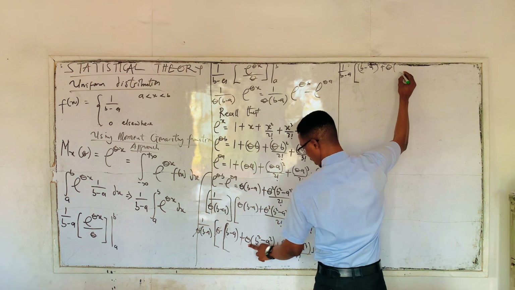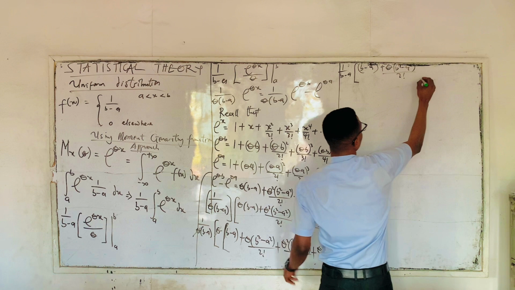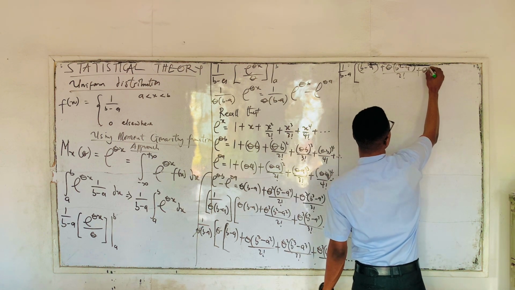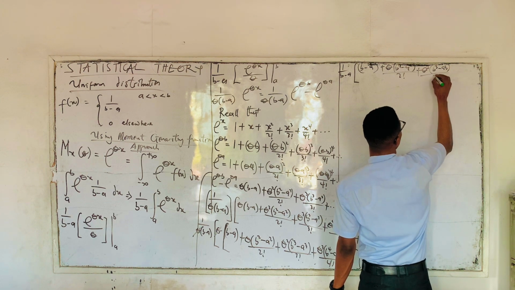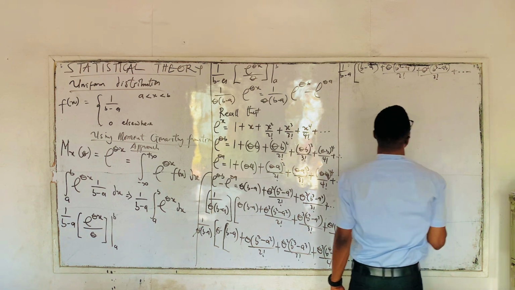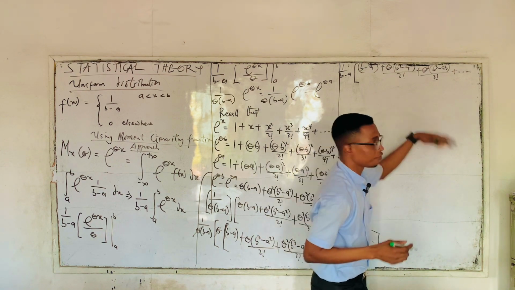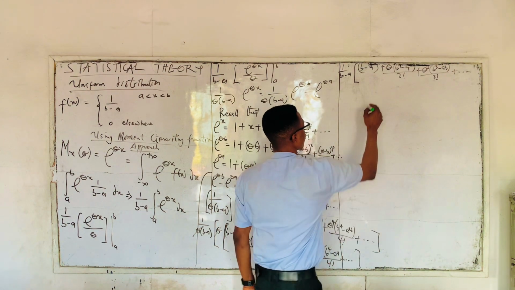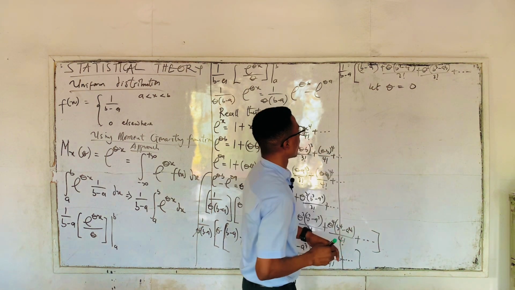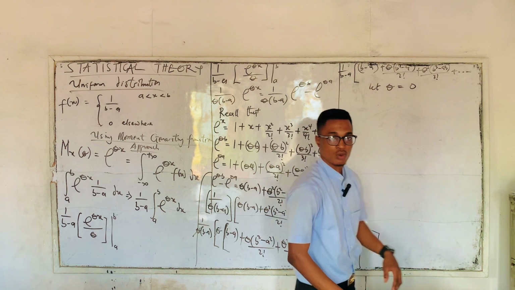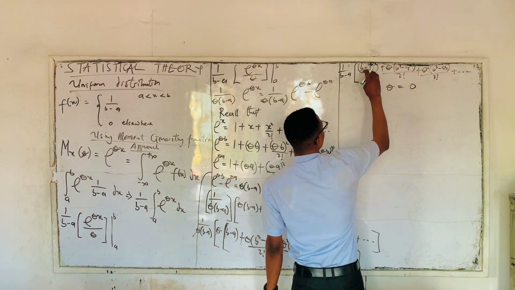plus theta into bracket b squared minus a squared over 2 factorial plus theta squared b cube minus a cube over 3 factorial, all till infinity. Now, let theta equals 0. Meaning, anywhere we see theta, we put 0. Logically, everything here becomes 0. We are left with what?